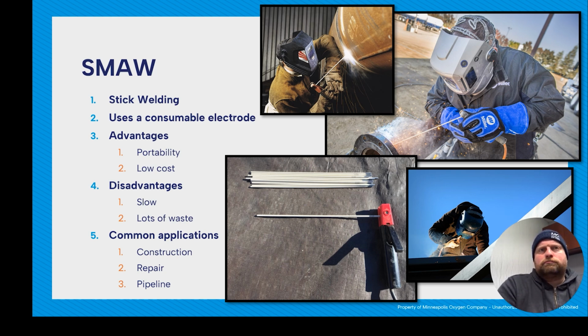Depending on how good you are at stick welding will really influence how much of your rod actually gets into what you're welding. So I think on average, it's about 2/3 to 3/4 of the rod that is used for most people. So that means that we're going to be wasting about a quarter to 1/3 of the rod every time we weld, which is a lot. It adds up quick. Some common applications are construction, repair, pipeline, really great out there in the world.